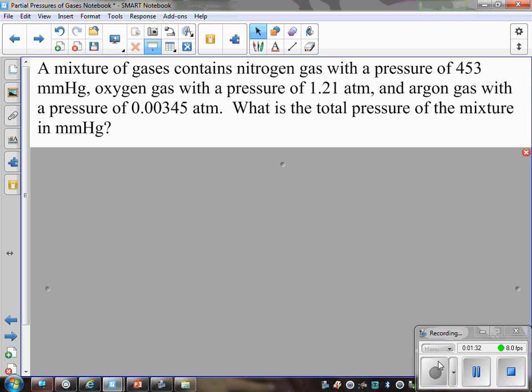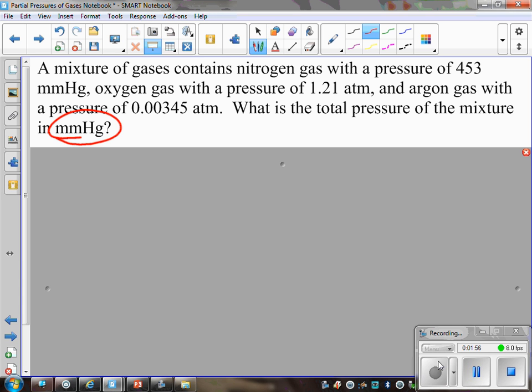So you see there on your notes it says a mixture of gases contains nitrogen gas with a pressure of 453 millimeters of mercury, oxygen with a pressure of 1.2 atm. So notice right away we have an issue with units. The first one was in millimeters of mercury, the second one is in atm, and then the third one is also in atm, and they want to know the total pressure of the mixture. Now they want the final answer, you notice here, in millimeters of mercury.